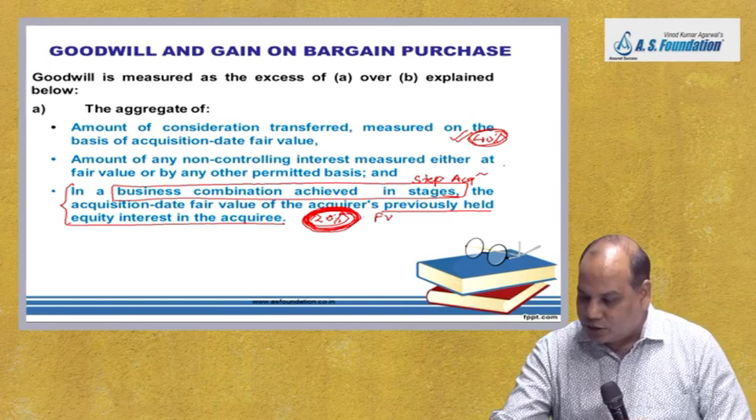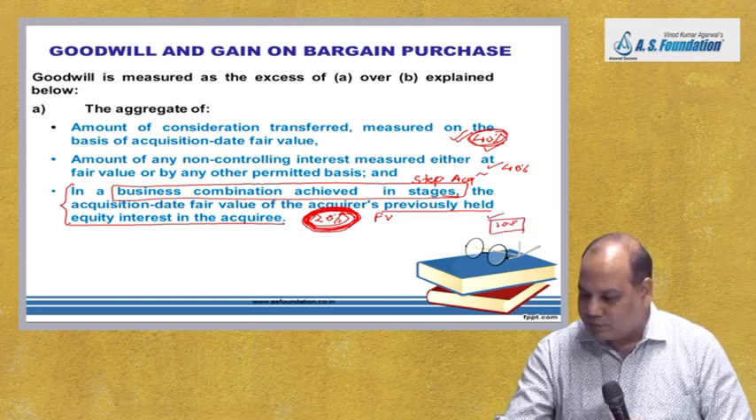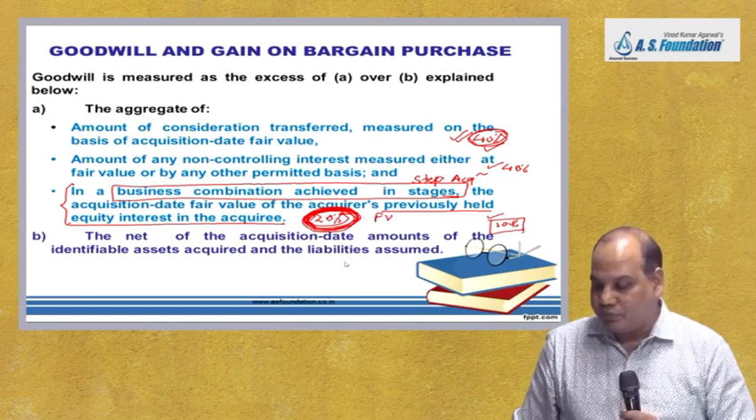So what is NCI here? 40%. NCI 40/20. So this is the 100% value of that company. So it will be compared with 100% of the net asset also. So we'll compare with net asset on the date of acquisition.